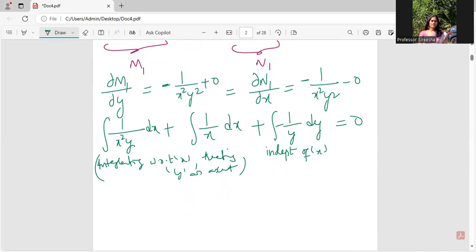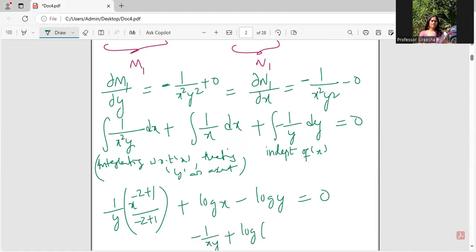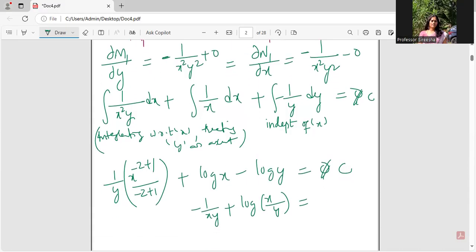1 by x squared, integration would be what? 1 by y is anyways a constant. x power minus 2. See, I will write directly here. x power n kind only I'll do. x power minus 2 plus 1 by minus 2 plus 1. Plus 1 by x integration is log x. Minus 1 by y integration is log y. This is equal to 0. So what I'll be getting would be minus 1 by xy plus log x by y is equal to c. I'm integrating once, so I'll be inserting an arbitrary constant.